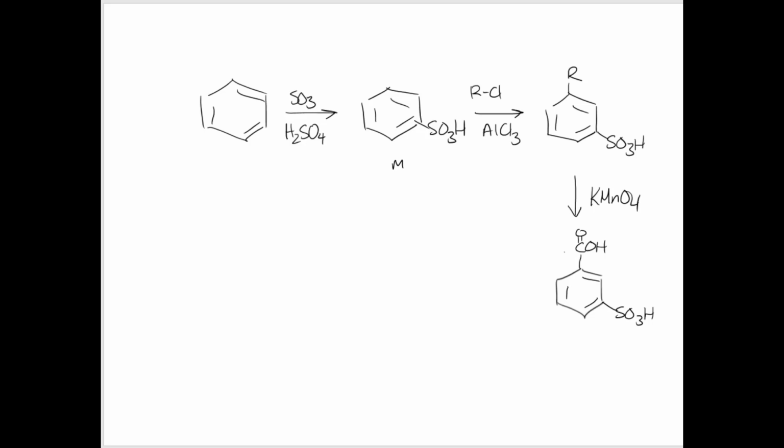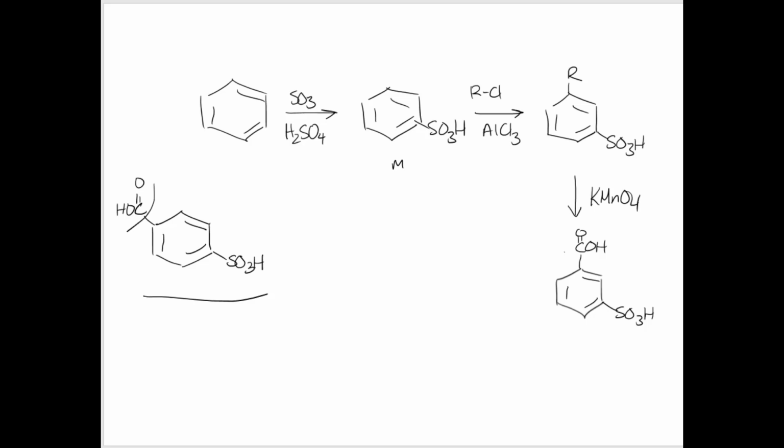So that's one synthesis. One of the things I will point out though is that what if I didn't want to make this meta, but what if I wanted to make this para? And not with the R group. What if I wanted to make this para with the carboxylic acid? What if I wanted to make this molecule?